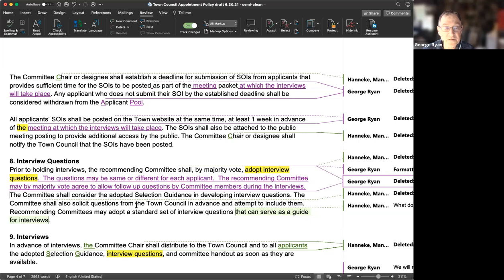The committee shall also solicit questions. Now, I would say may. But that's another job for, speaking of jobs, for the chair or designee. Now you've got to also, I did not send a message. I mean, I notified everybody of the SOIs. I notified everybody, right? And you've got to do it in advance of the meeting where you're actually adopting the interview questions. It's a lot of extra emails for the chairs.